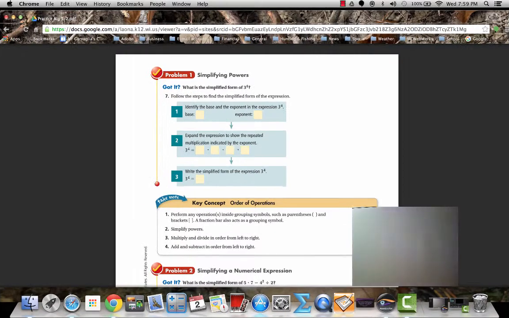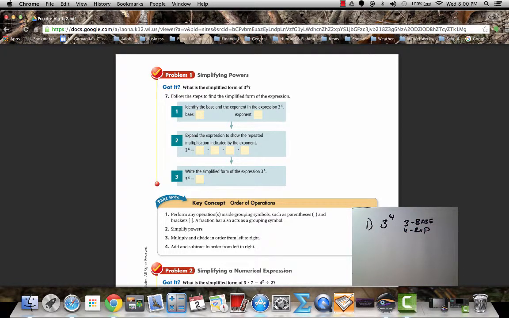Talk for a little bit about simplified powers. We simplified numbers before. Now we're going to talk about simplifying powers. Let's take a look at number 1. Number 1 asks, what is the base and the exponent of 3 to the 4th power? Well, we've been working on this, so we should be able to figure this out pretty quick. In 3 to the 4th power, the 3 is my base, and the 4 is my exponent.